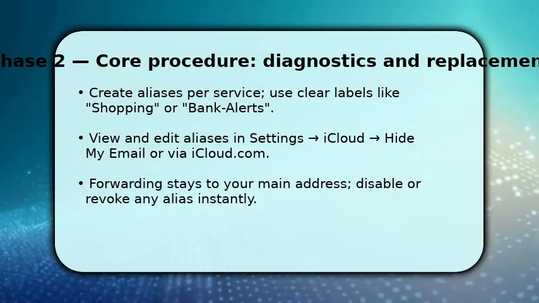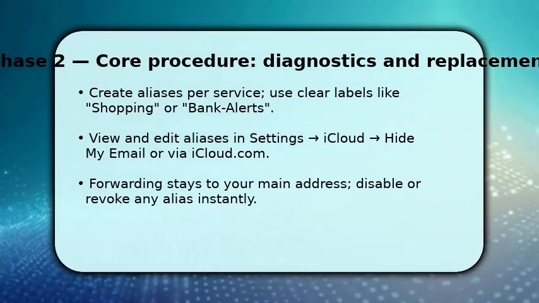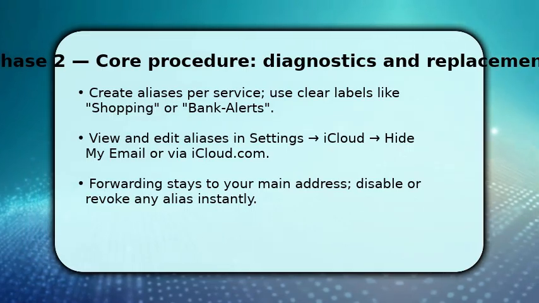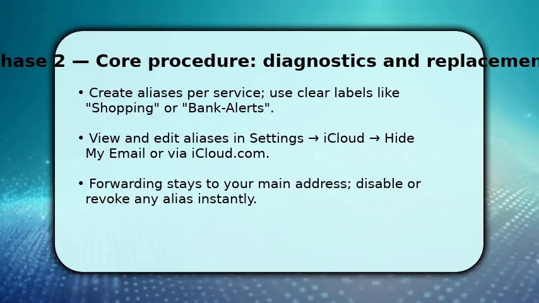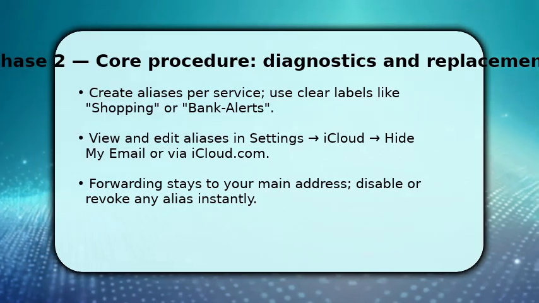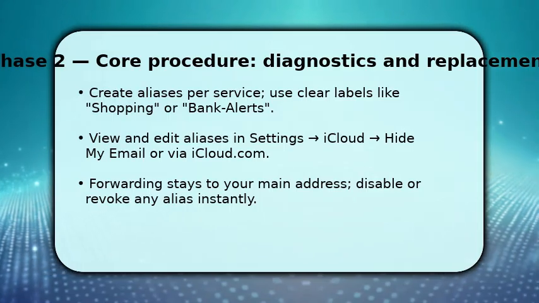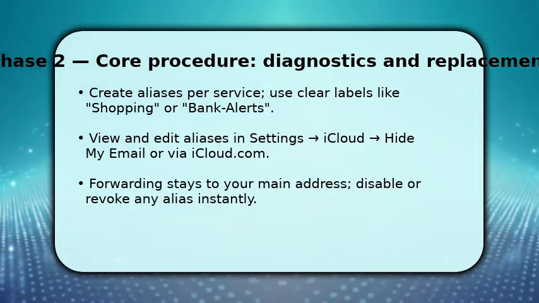Once done, manage them in settings under Hide My Email or on iCloud. Edit labels, see usage, or revoke addresses. Make sure to revoke any alias that receives unwanted mail. Revoking stops emails immediately. If you use Safari or Mail, choose Hide My Email during sign-up to auto-generate the alias.